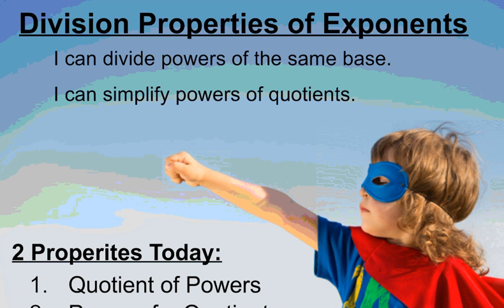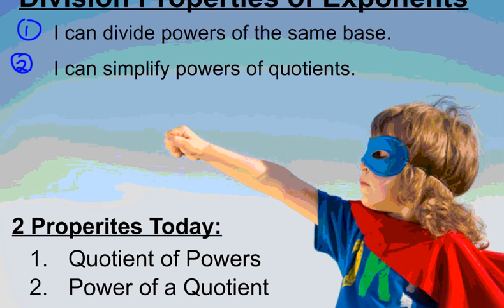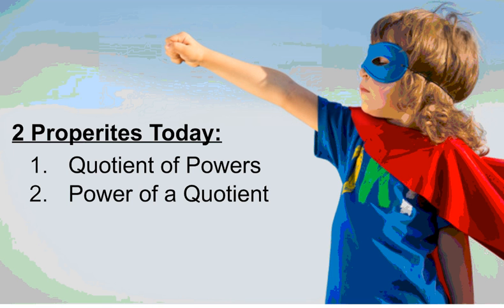This time we're gonna talk about the division properties of exponents. Last time we talked about the multiplication ones, or the product powers of exponents. So we're gonna focus on two goals today. Our two goals are one, I can divide powers that have the same base, and two, I can simplify powers of quotients. Okay, we'll talk about what both of those look like, but they're going to be these two properties, the quotient of powers property and the power of a quotient property.